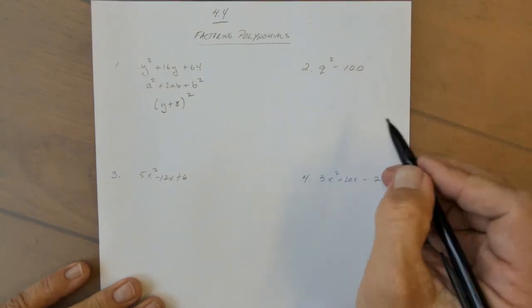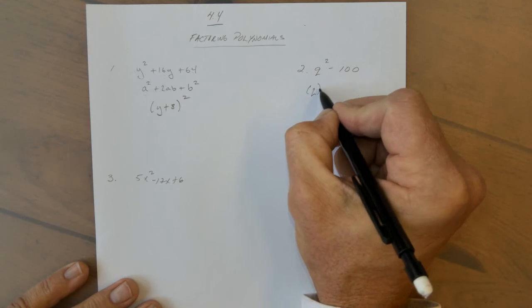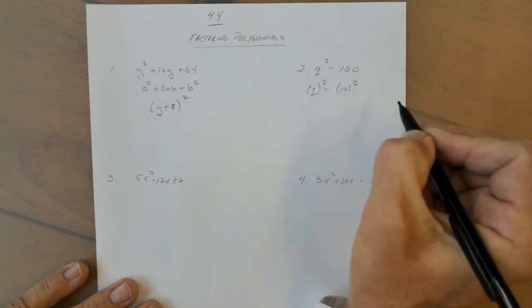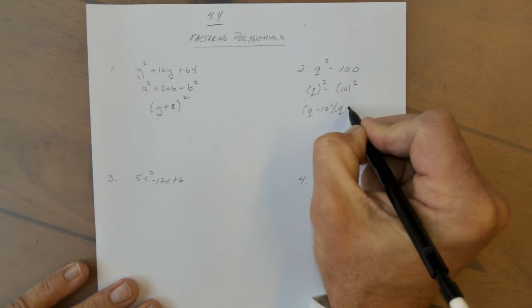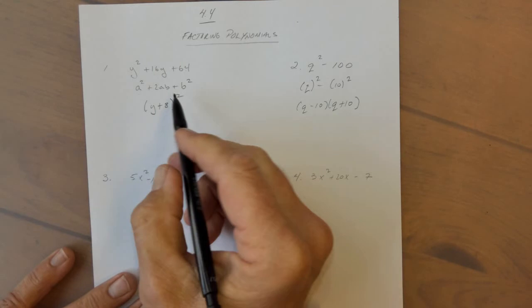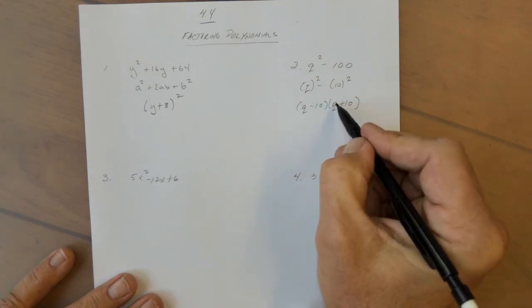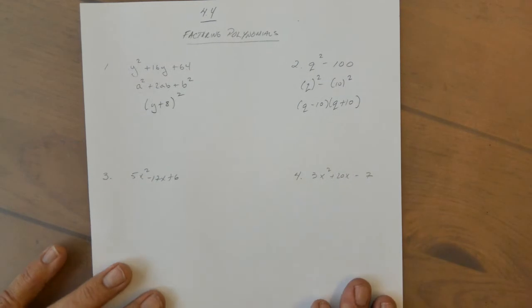Okay, over here we have a difference of squares, because this is q squared minus 10 squared. And so that factors to q minus 10 and q plus 10. Our middle term, our AB term, would equal 0 because we'd have a negative 10q and a positive 10q.